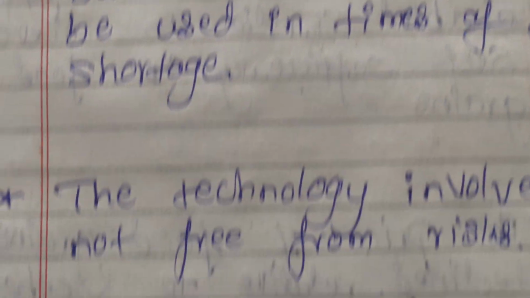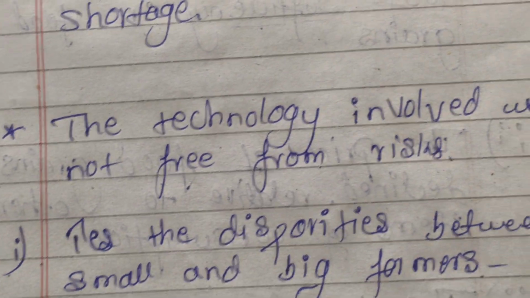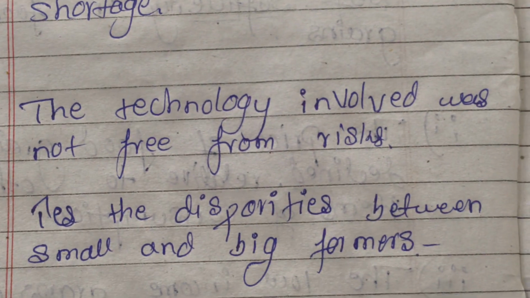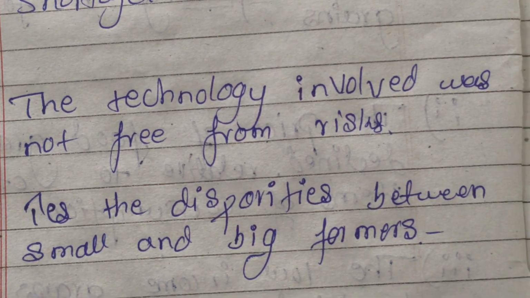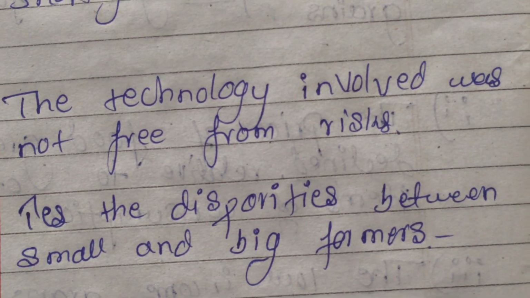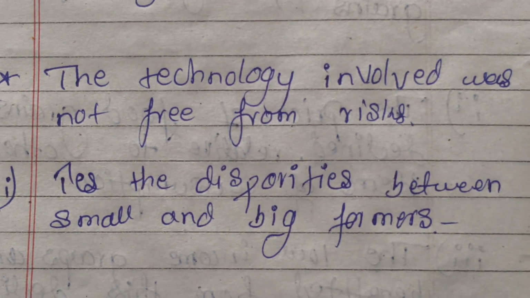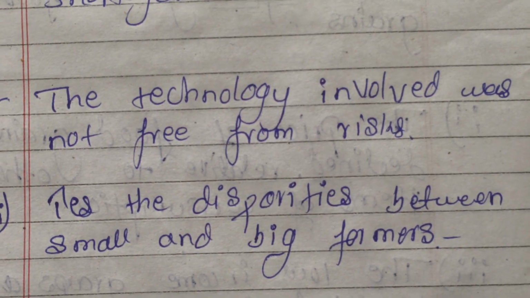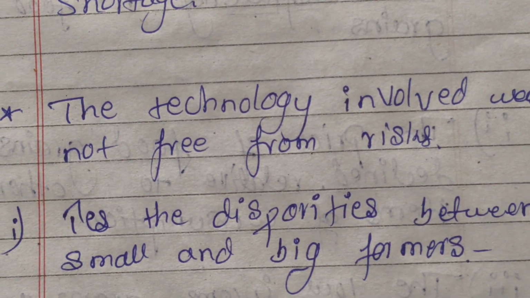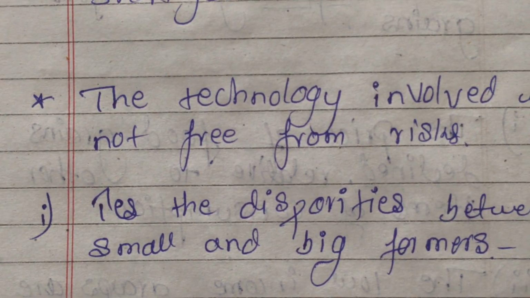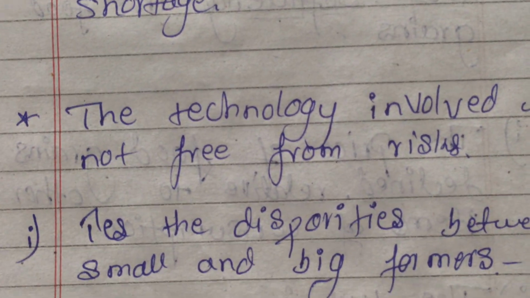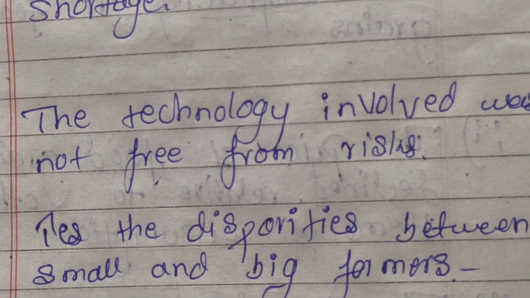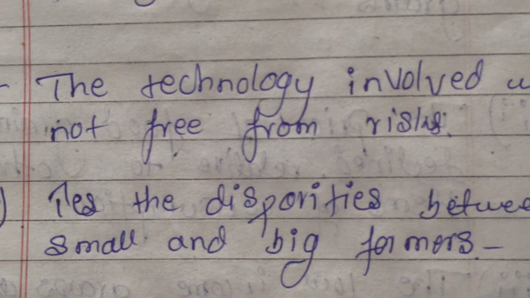And next, we have a few negative impacts of the green revolution. The technology involved was not free from risks. Firstly, it increases disparities between small and big farmers. Already in India we have inequality, which is why equity was one of the goals of the first five year plan. After introducing the green revolution, it somewhere increased disparities between small and big farmers.